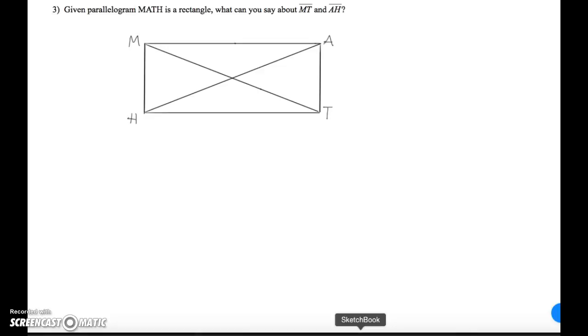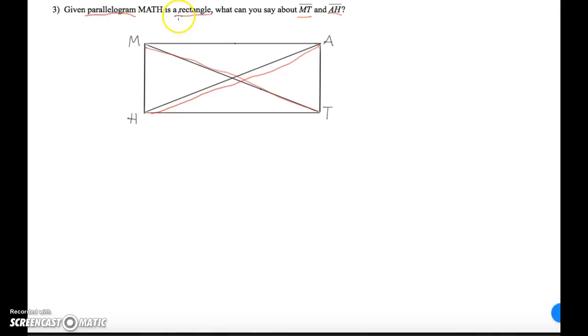Given parallelogram MATH is a rectangle, what can you say about segment MT and segment AH? So given that it's a rectangle, what can we say about MT and AH? Well, MT and AH are the diagonals of this rectangle. And you might be tempted to say that they bisect each other, which is correct, but that's a property of a parallelogram.